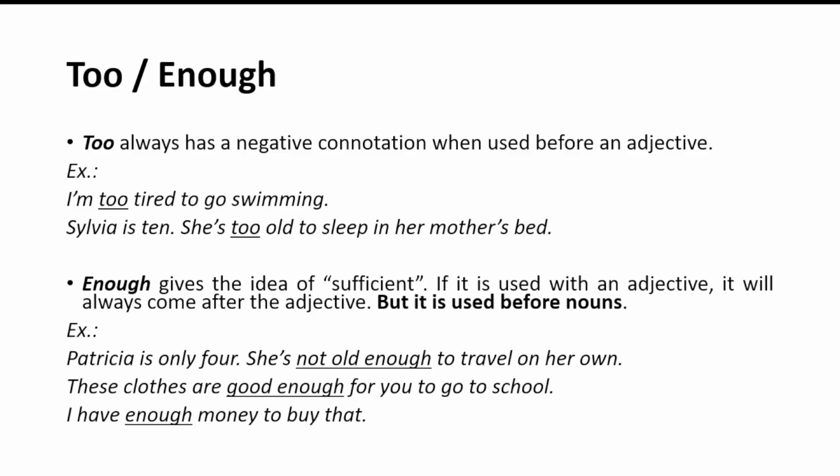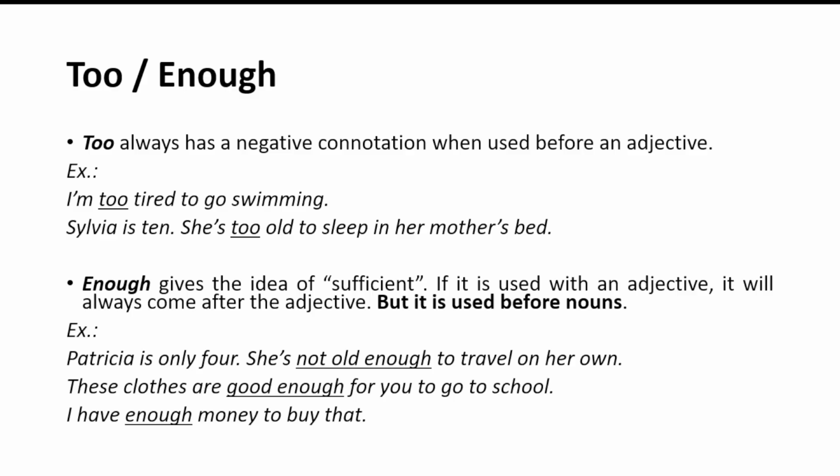The difference is enough. When we say enough in English, it gives the idea of sufficient. If it is used with an adjective, it will always come after the adjective. But, pay attention class, it is also used before nouns. For example, Patricia is only 4. She's not old enough to travel on her own. So the position of enough here is after the adjective old. All right? Another example, these clothes are good enough for you to go to school. One more time, we mention the adjective good. So after that, we say enough, meaning sufficient, good enough.